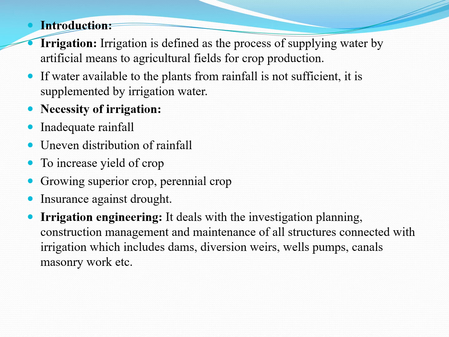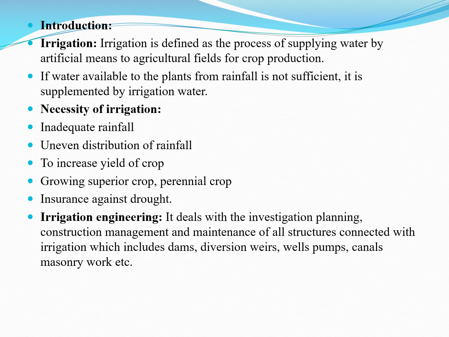Next, the necessity of irrigation is to increase the yield of crop. Yield means production. The yield of crop can be increased by providing the irrigation system even in the period of low rainfall or in the period of scarcity.